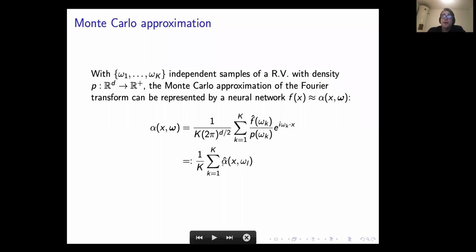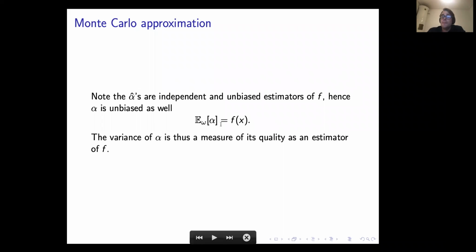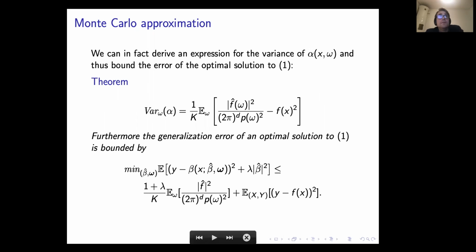Now the nice thing here is that each alpha hat is an unbiased estimator of f. So alpha is also an unbiased estimator of f. And we can get a sense of the quality of it as an approximator for f by looking at the variance of alpha. Okay, so that's the first theorem here.